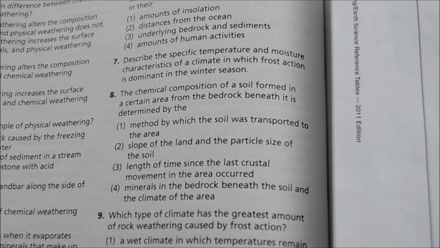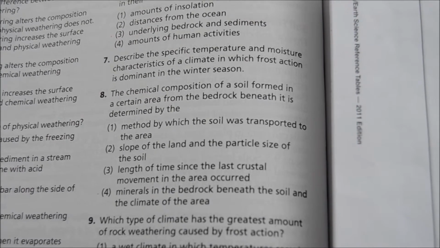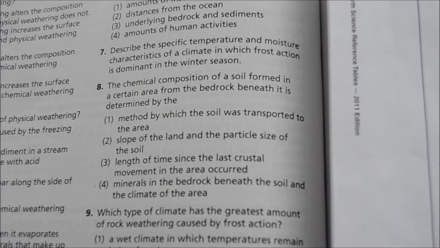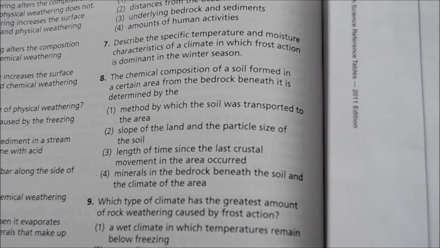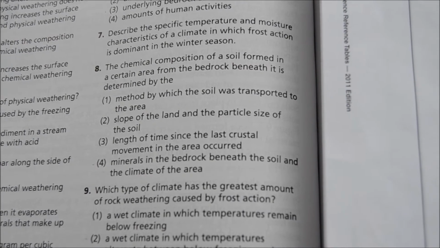Number 8. The chemical composition of soil formed in a certain area from the bedrock beneath it is determined by... The answer would be the minerals in the bedrock beneath the soil and the climate of the area.